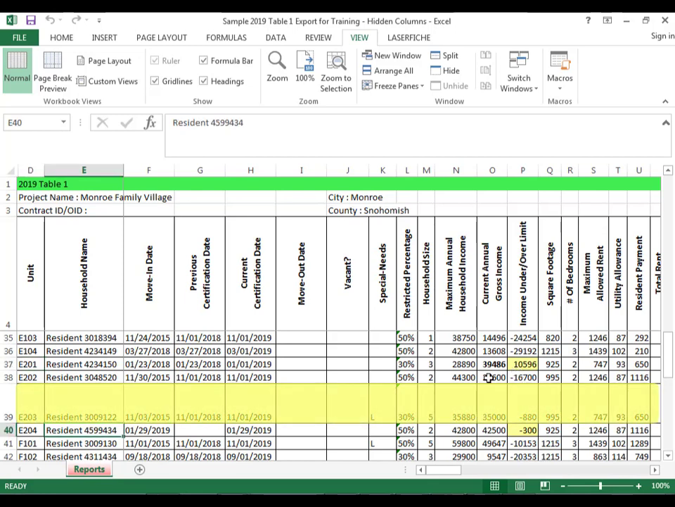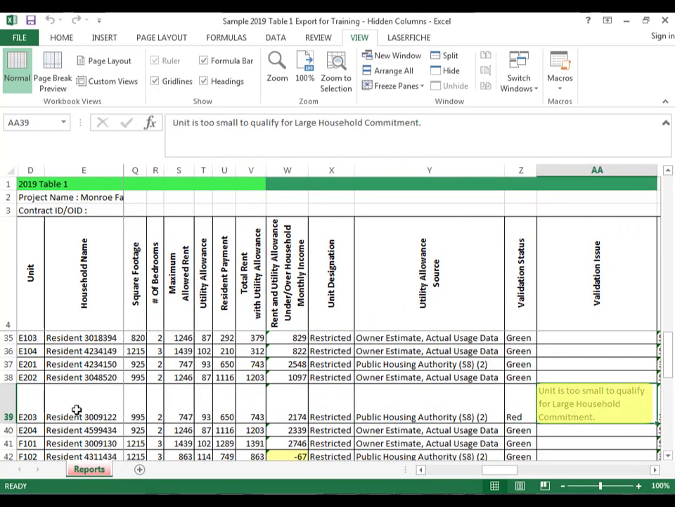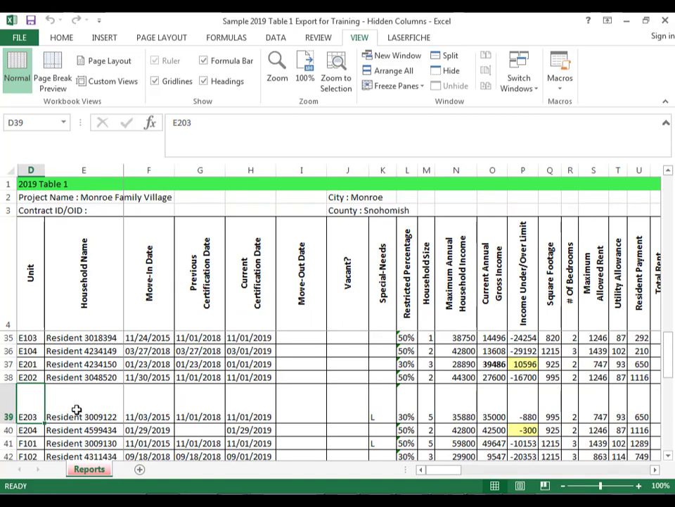The next unit that I'm going to look at is E203. This is another one that doesn't have any bolding or any highlights. However, you will see there's a validation. This validation is specific to tax credits. It says the unit is too small to qualify for large household commitment.